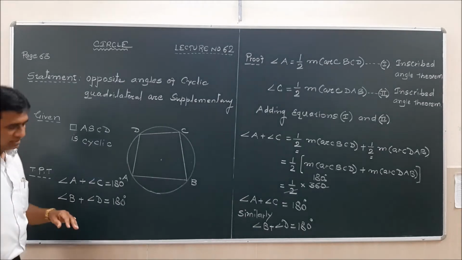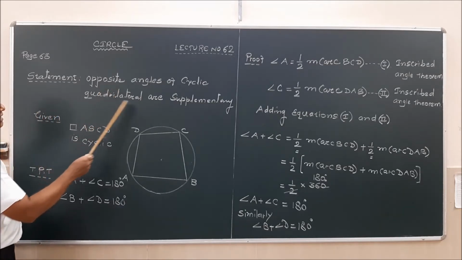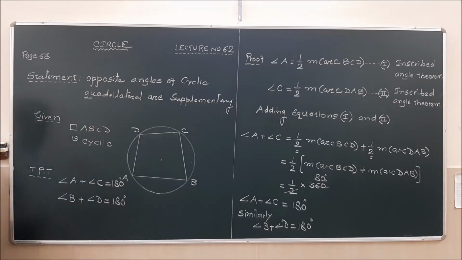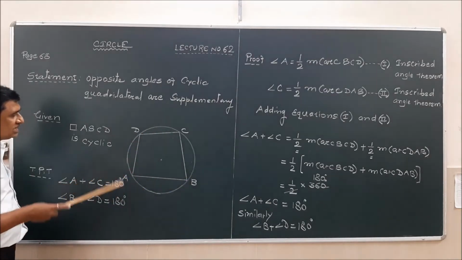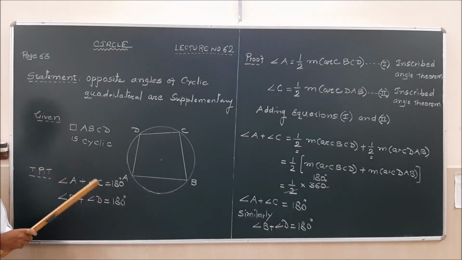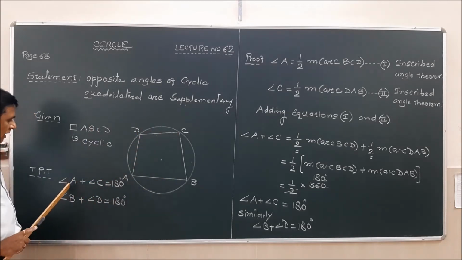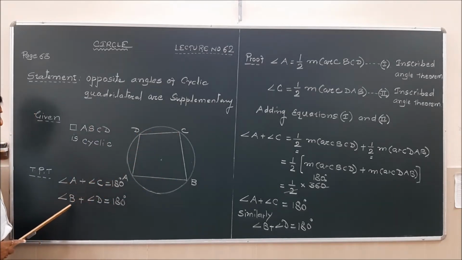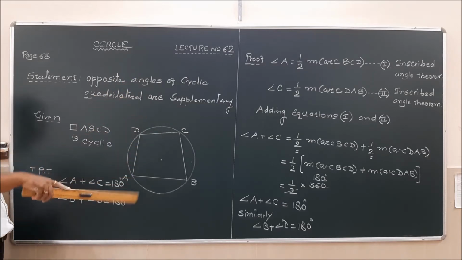I repeat all these again. Okay, please have a look here. Seriously, that statement, opposite angles of cyclic quadrilateral are supplementary, that is what we have to prove. So given quadrilateral ABCD is a cyclic quadrilateral. To prove that opposite angles are A and C as well as D and B. So A plus C is equal to 180 as well as B plus D is equal to 180. Please have a look here. You look at the proof. I will explain it from the figure.